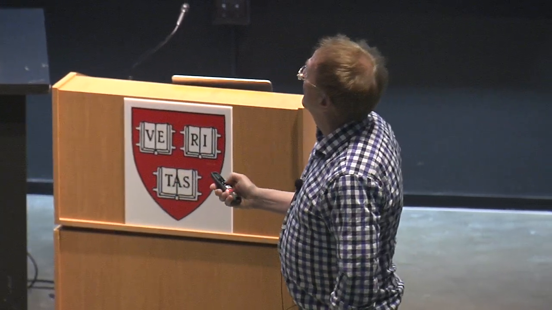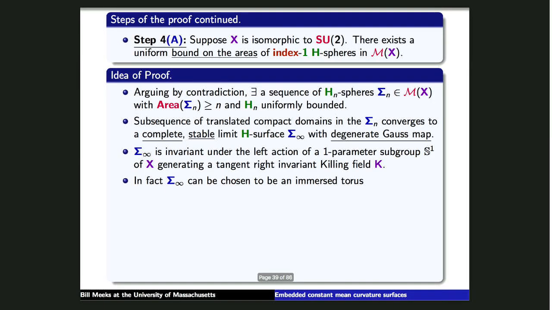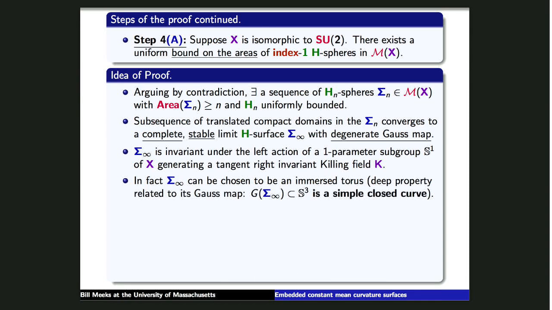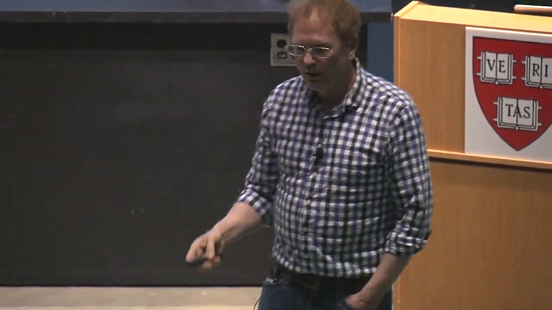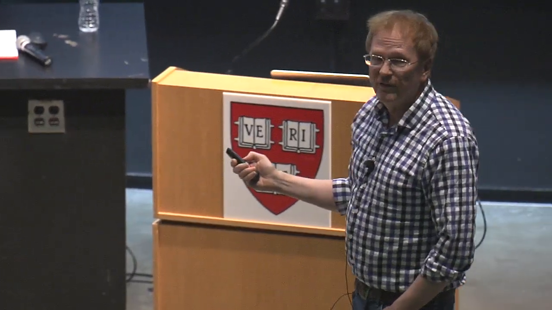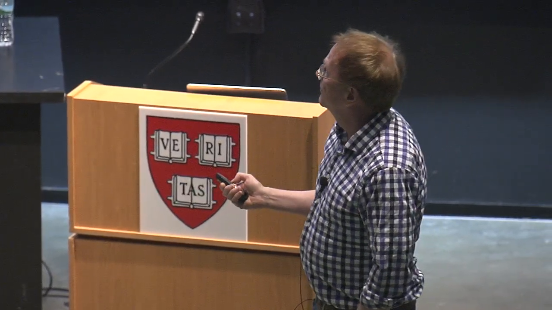And in fact, by being a little more careful, you can see that it's a torus. Okay, that's a little more subtle. It's a little deeper fact, and you can see that by seeing that the image of the Gauss map is actually a smooth closed curve on the sphere, and then you do a little bit more analyzing. So the image is actually an immersed torus.